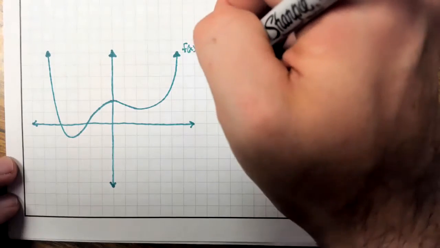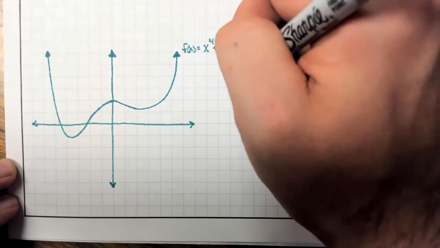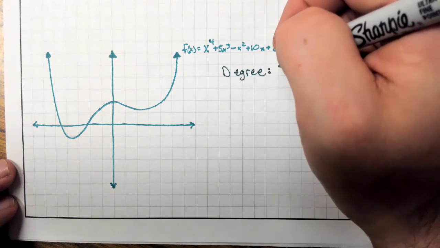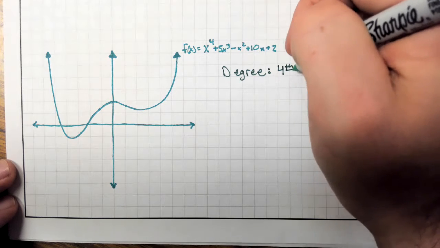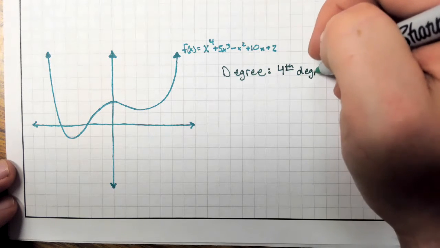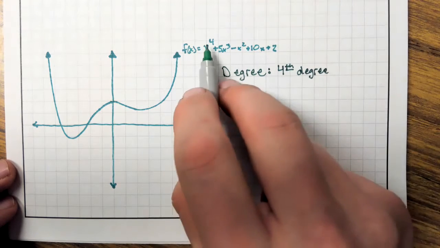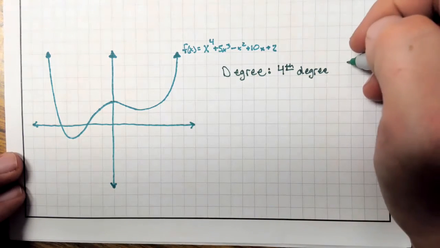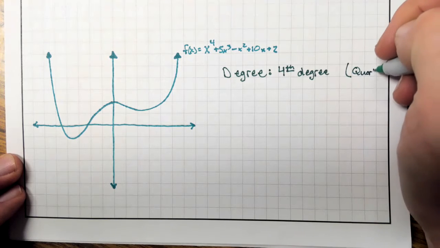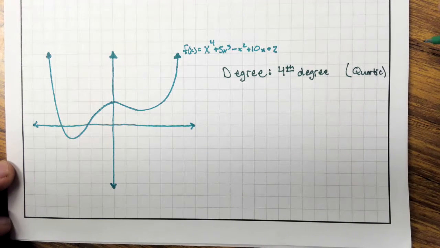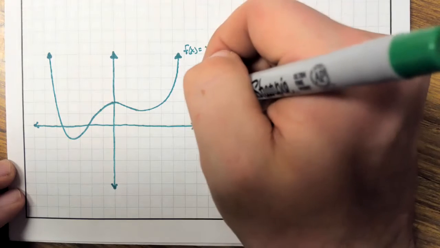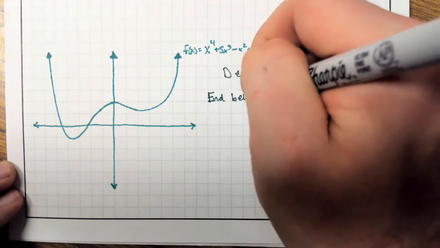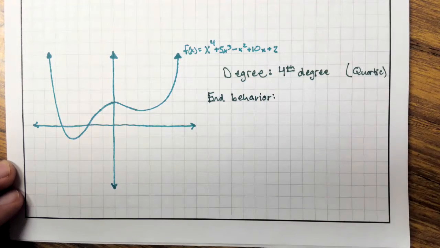Same thing, let's find the degree. What is the degree of this function? So this is a 4th degree polynomial. It's a 4th degree polynomial because the largest exponent right there is a 4. Hey, and this is called a quartic function. Okay. Now we'll do the end behavior. End behavior. So the end behavior just takes a lot to write it out.